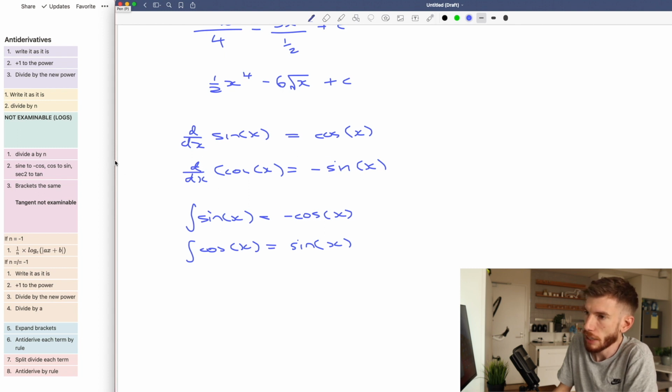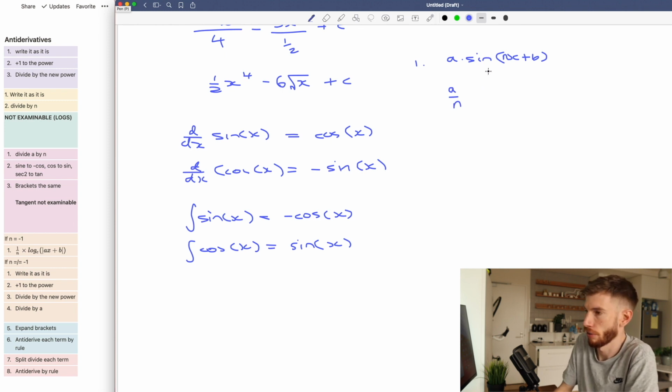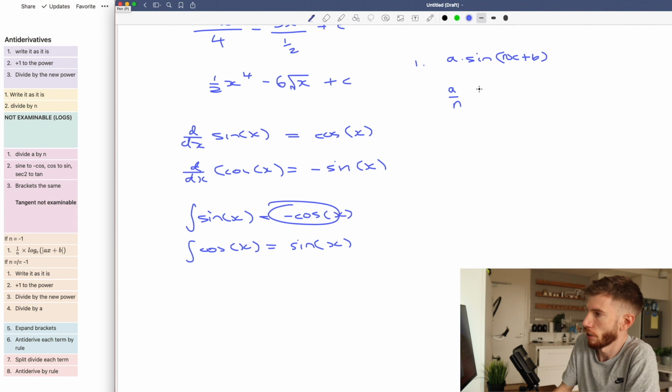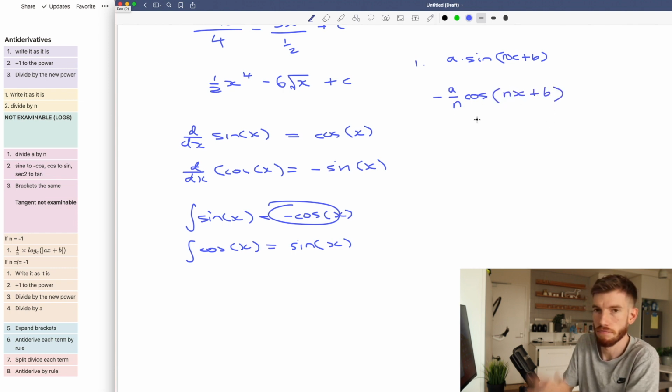But obviously there could be transformations applied to them as well. So what we do is we divide by n. So if we have something like a times sine, and we'll do nx plus b, like that, and we want to antiderive that, the first thing we do is divide the n out the front. Then we deal with what sine does. Does it go to cosine, or does it go to negative or positive cosine? In this case, it's going to go to negative cosine. So we're going to put a negative out the front as well. I'm going to piece it together, cosine. And the good thing is the brackets always stay the same in these. We've already factored in the n, and it's good to go.